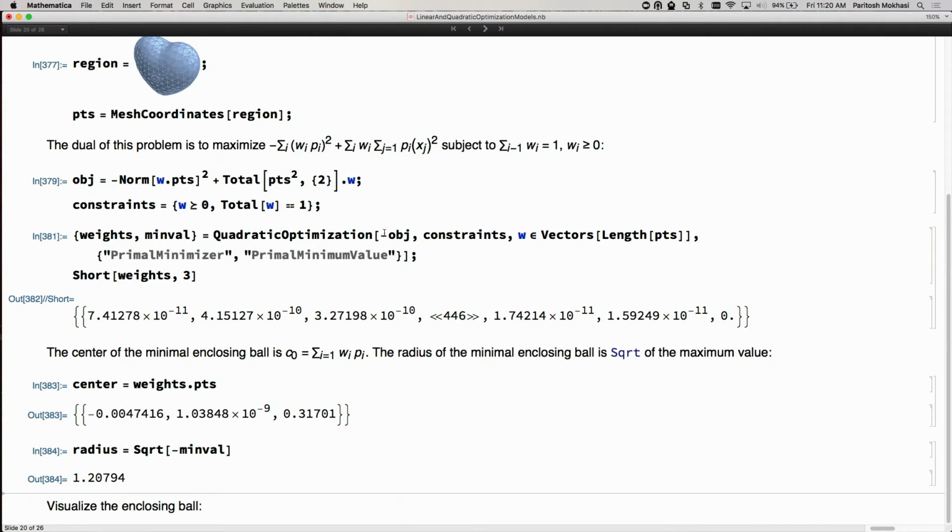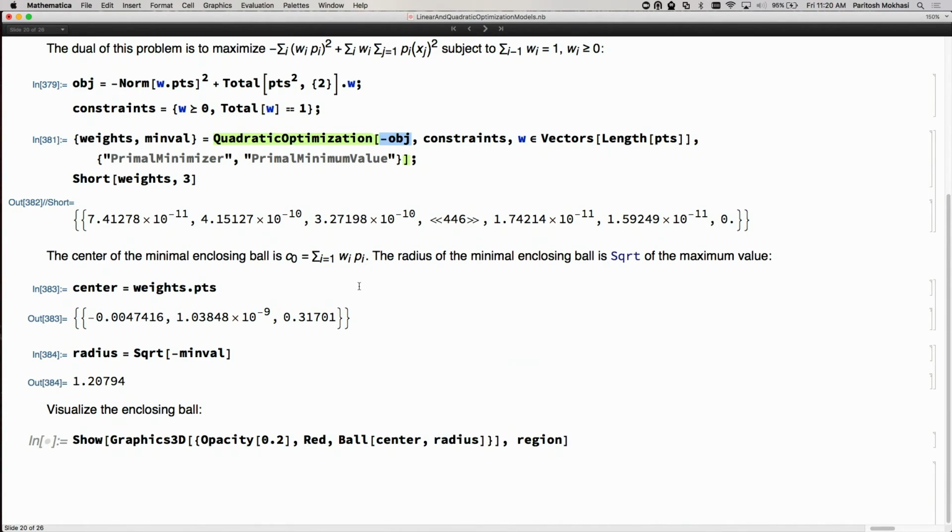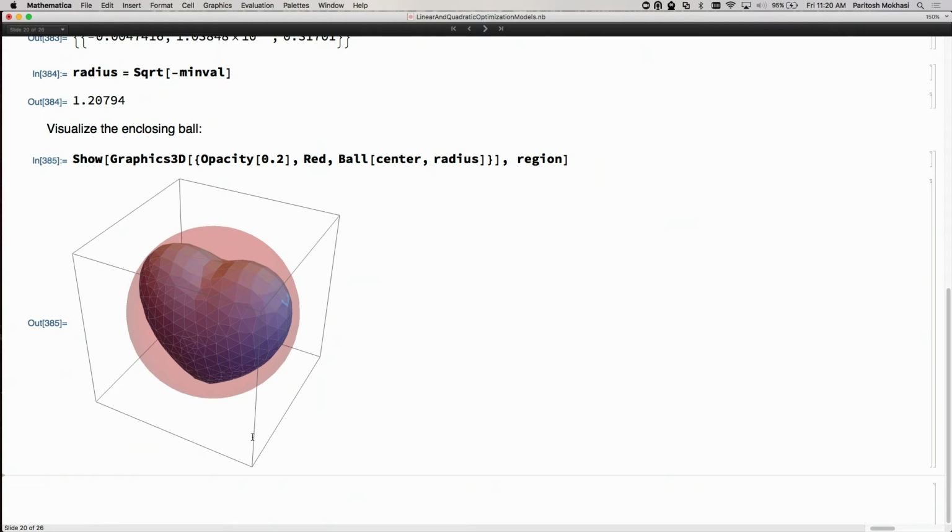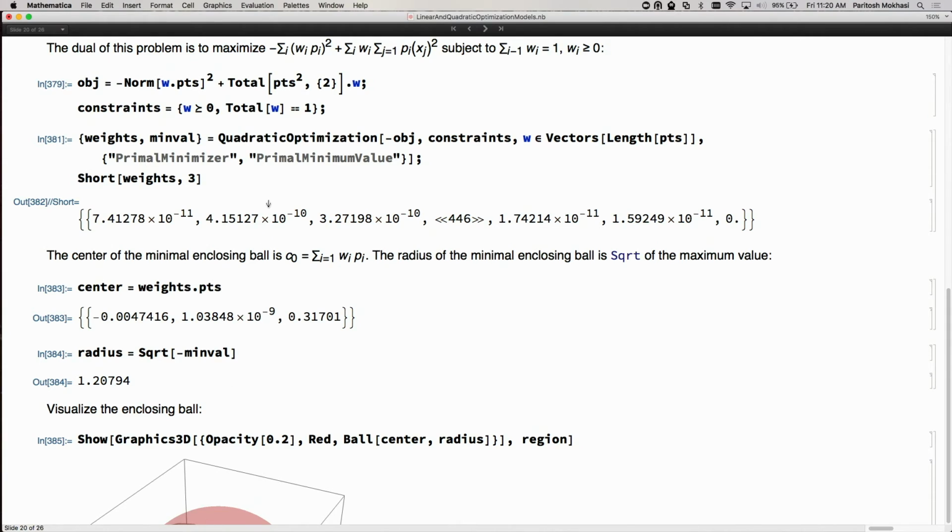So the W now turned out to be weights, so the center becomes the weighted sum of all the points that you have, right? So that's the objective. You go ahead and get the weights. That's your center, and the radius becomes the square root of the negative of the minimum value. The negative is because dual is associated with maximizing an objective. If your primal is minimizing, then your dual is maximizing. Okay, so that's your radius, and then you can visualize this. And there you have it.